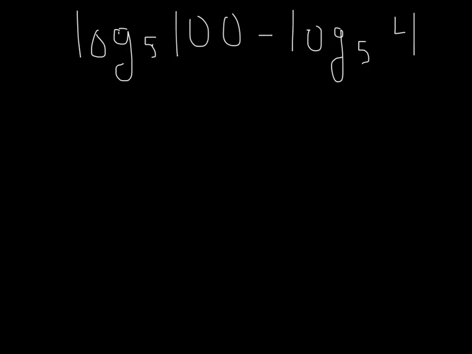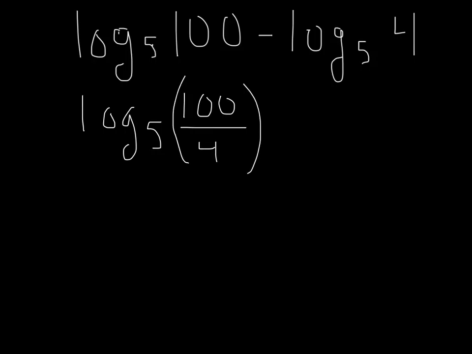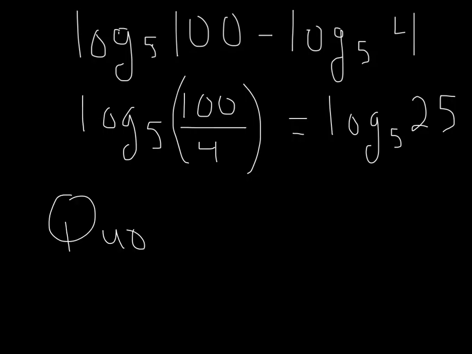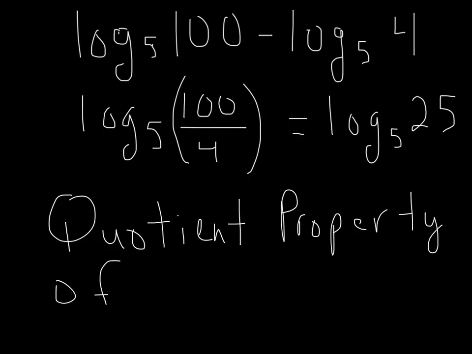When you want to subtract logarithms, you have to divide the numbers. So you do log base 5, 100 goes on top, 4 goes on the bottom, and that equals log base 5 of 25. You just divide the numbers and you get 25. That's using the quotient property of logarithms.